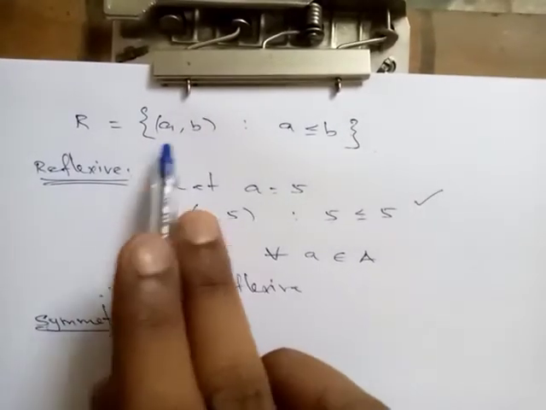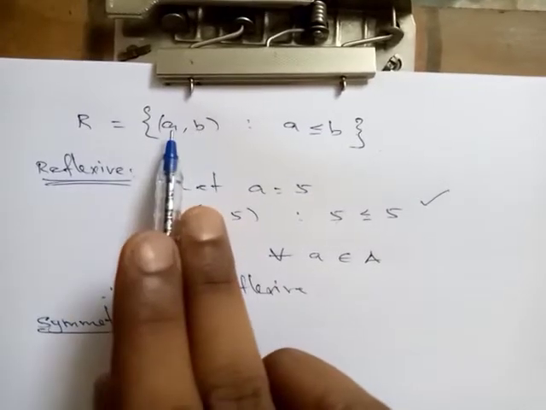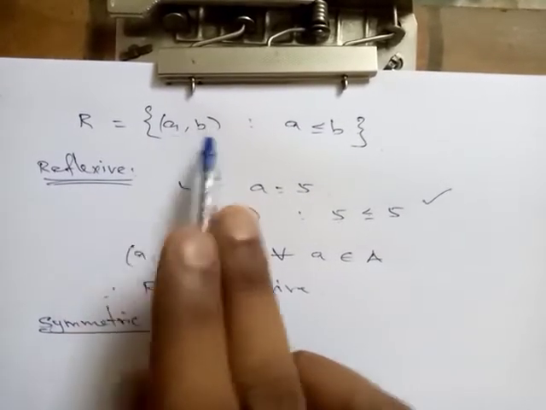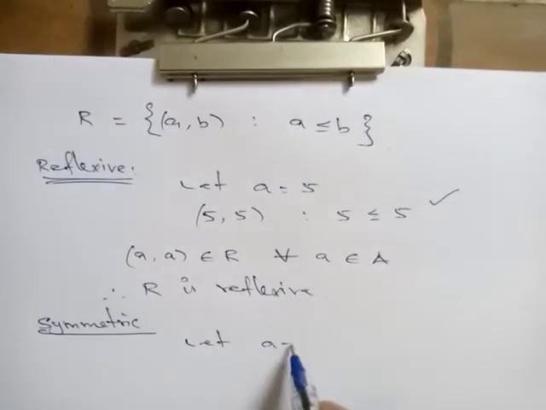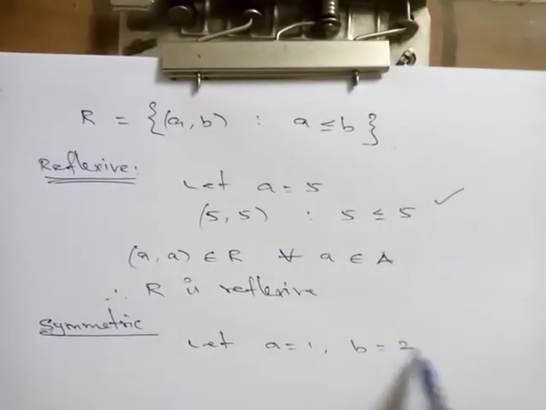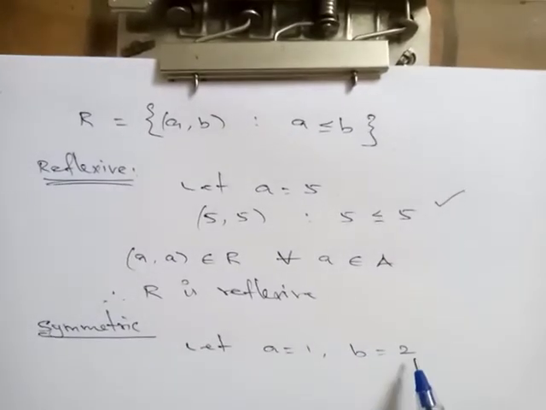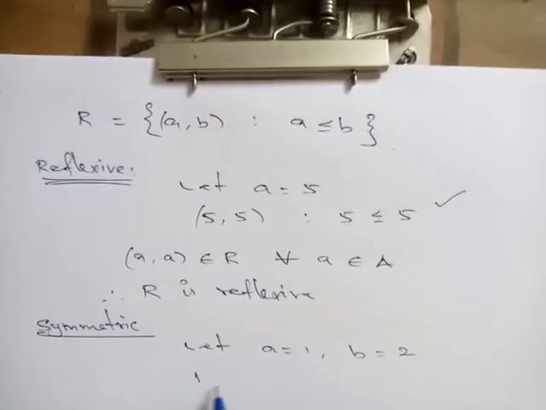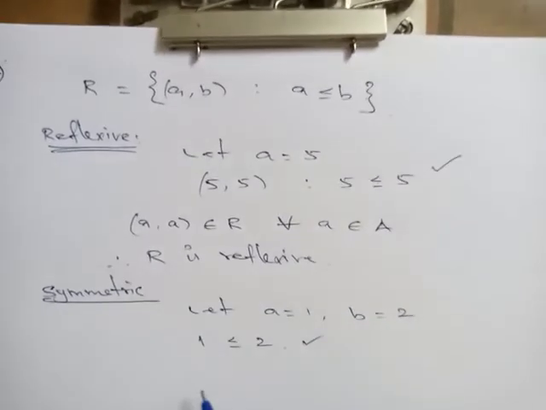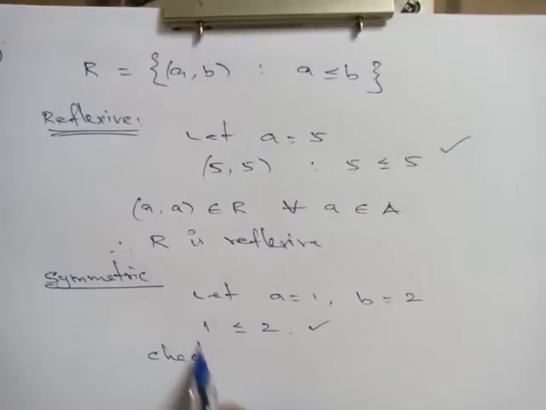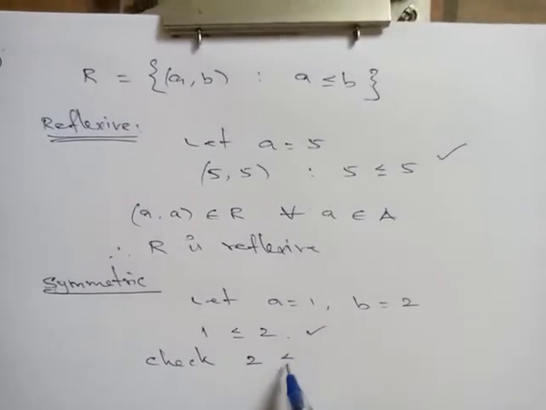What do you think about symmetric? The first number is smaller than the second number, right? So 1 comma 2, let a is equal to 1, b is equal to 2. So a is less than b, correct? So 1 is less than or equal to 2. It's true. Check: 2 is less than or equal to 1.